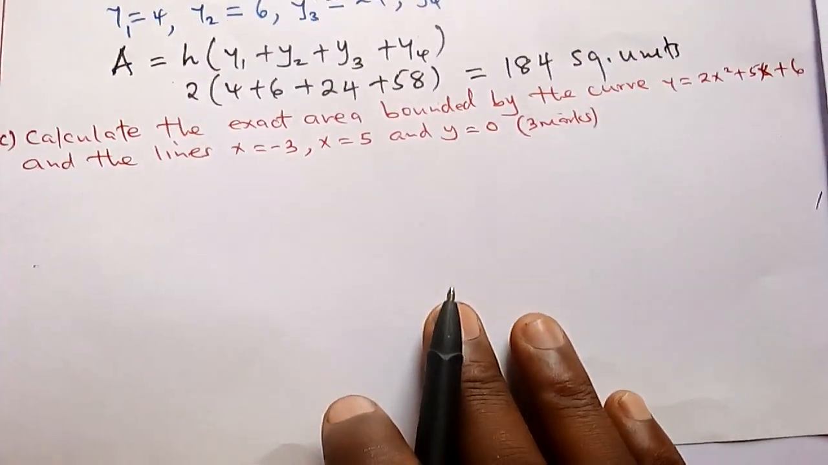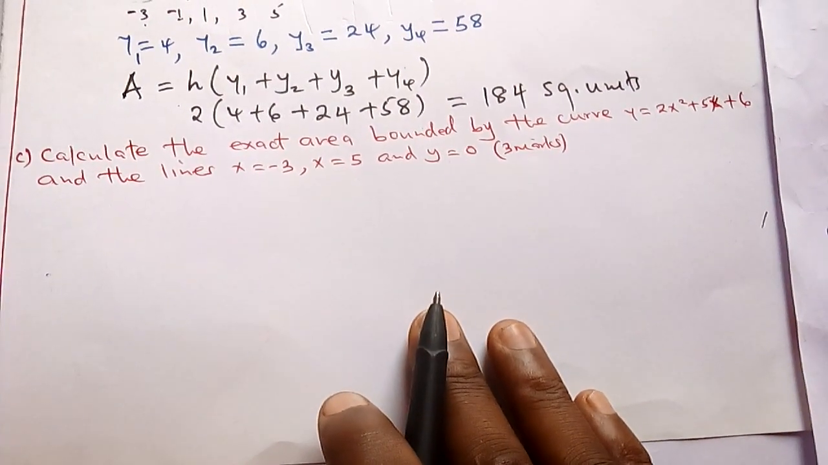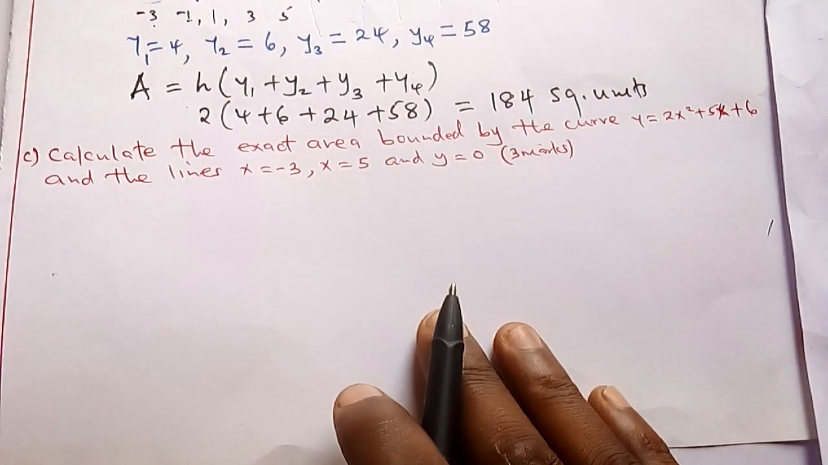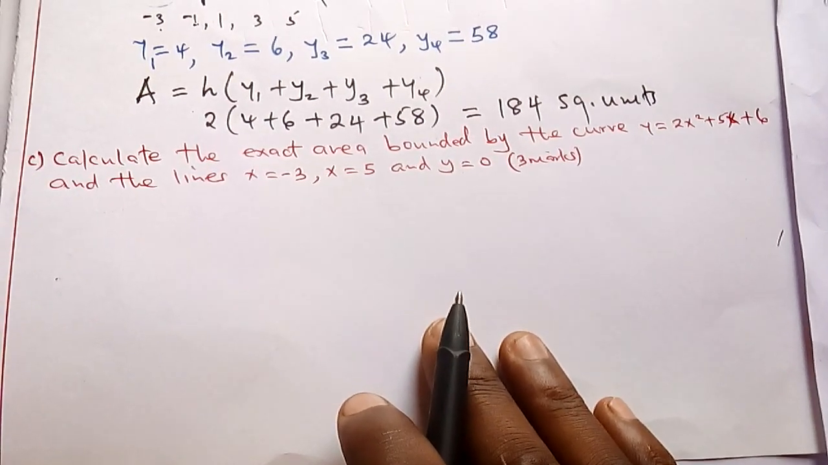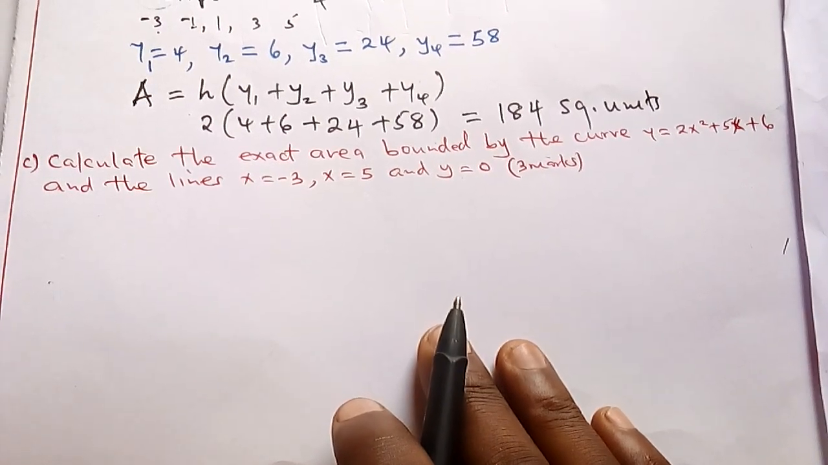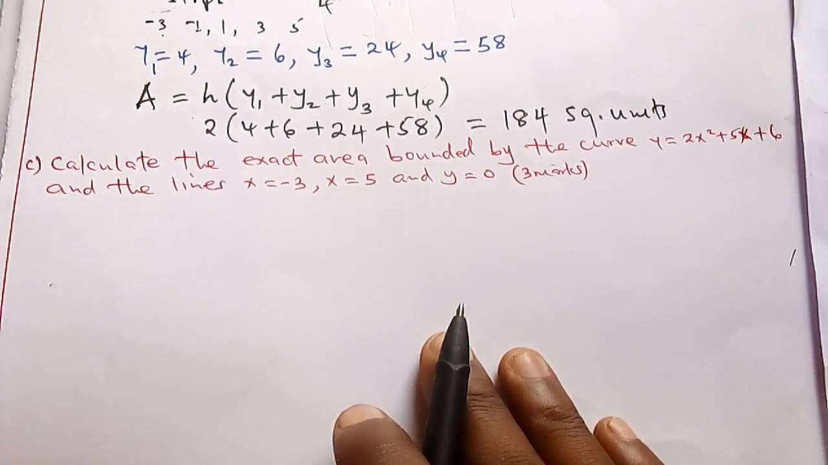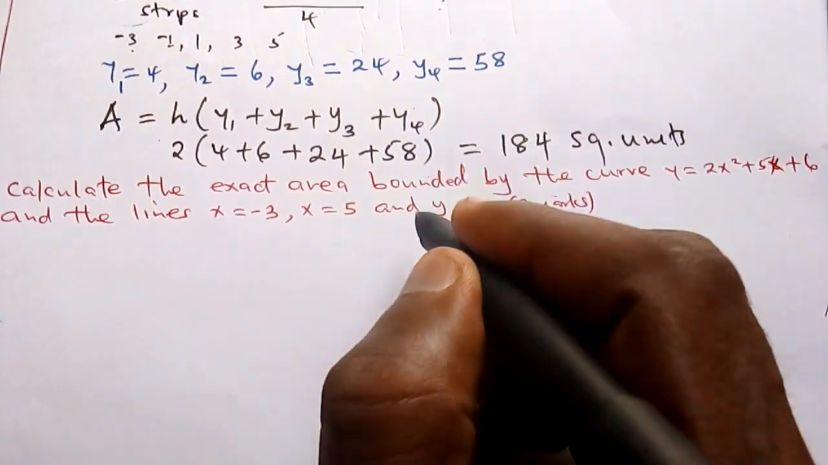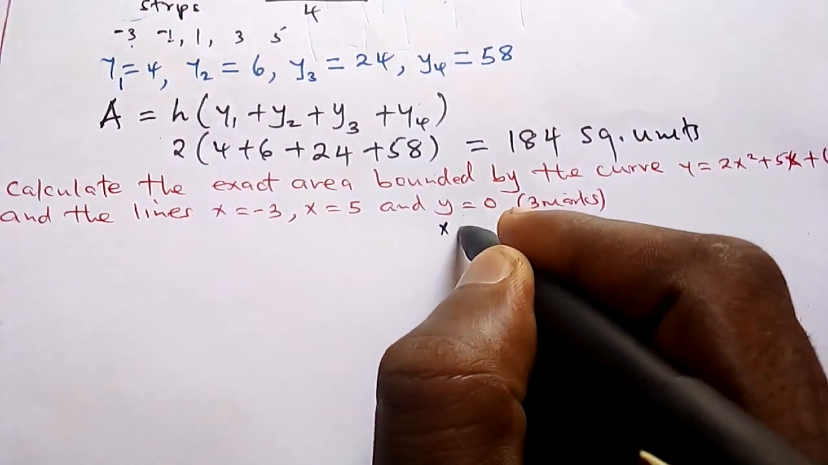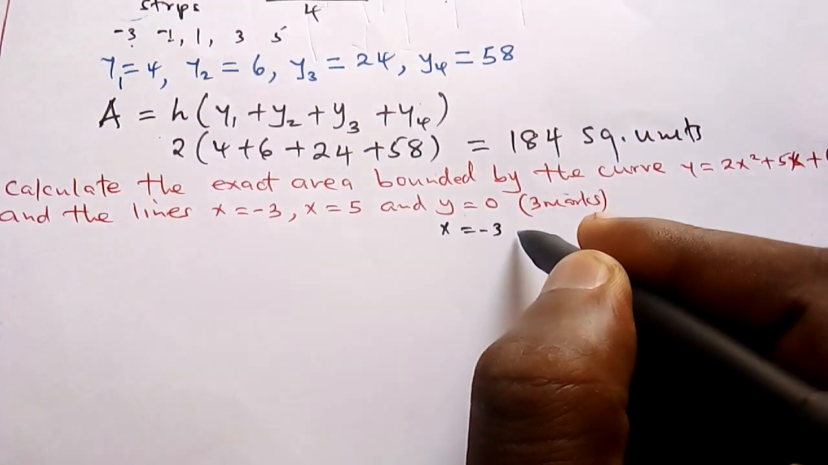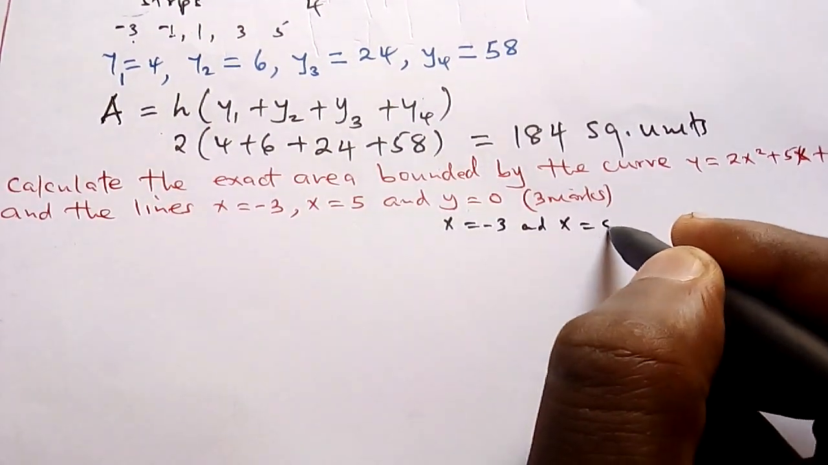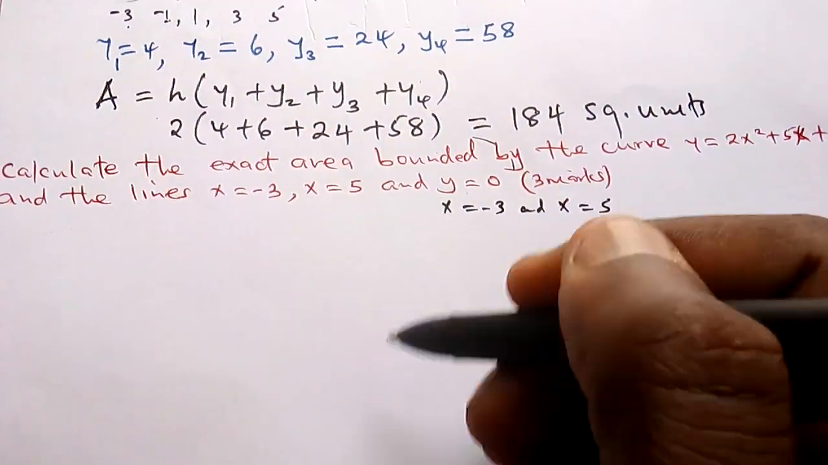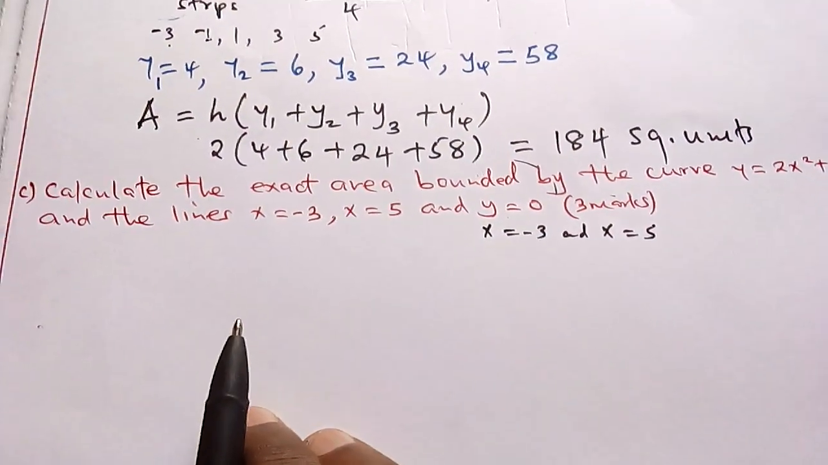Then lastly, you have been told to calculate the exact area bounded by the curve y is equal to 2x squared plus 5x plus 6 and the lines x equal to negative 3 and x equal to 5 and y is equal to 0. So meaning the range is still from x is equal to negative 3 and x equal to 5. So y is equal to 0 will not affect the solution.